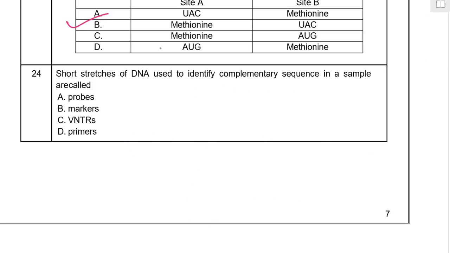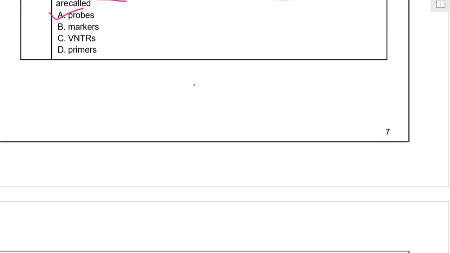Question 24. Short stretch of DNA used to identify complementary sequence in a sample are called. We are talking about a short stretch of DNA, so whether it's a probe, marker, VNTRs or primers. So the correct answer is option A, that is probes. Probes are the short stretch of DNA that are used to identify complementary sequence in a sample.